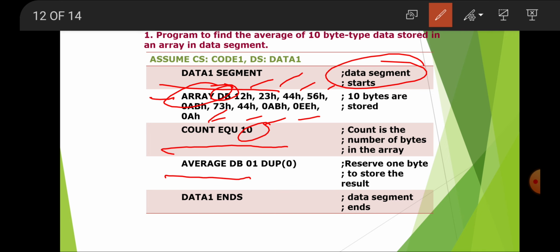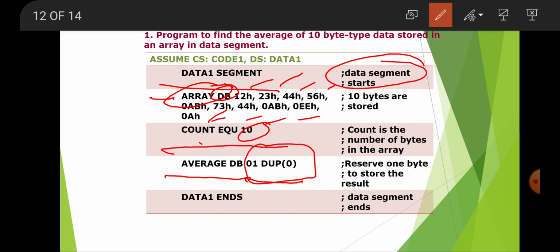Average of this db. So db means what? The total number of db is given the name of the array, so it will mention each and every number in the array. So average db 01 dup 0. Reserve 1 byte to store the result. We save 1 byte to save the result.